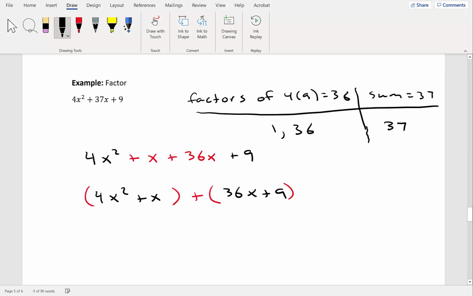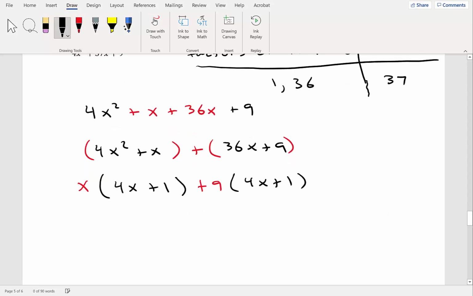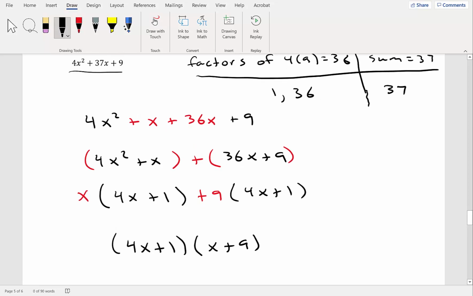And now factor out the GCF from each group. So from the first group, I can factor out an x. I'm left with 4x plus 1. The second group, I can factor out a 9. And then we're also left with 4x plus 1. So we have a common binomial here of 4x plus 1. So let's go ahead and factor that out. And now we're left with x plus 9. And then remember, you could always check your work by multiplying them back out. So if I multiply 4x plus 1 with x plus 9, I end up with the trinomial that I started off with.